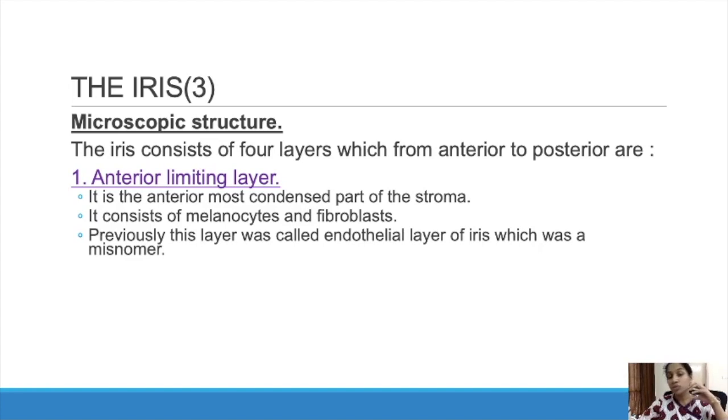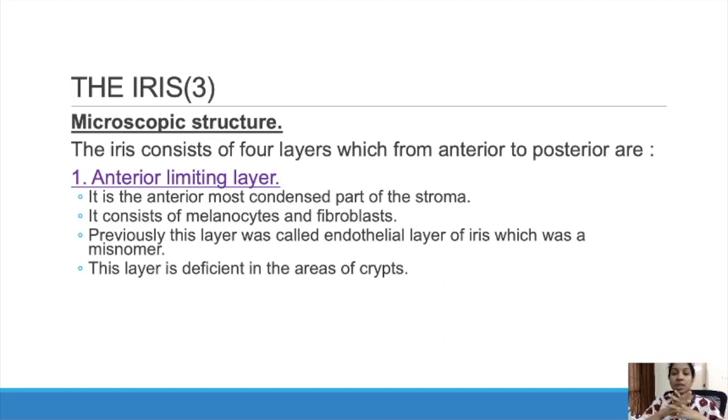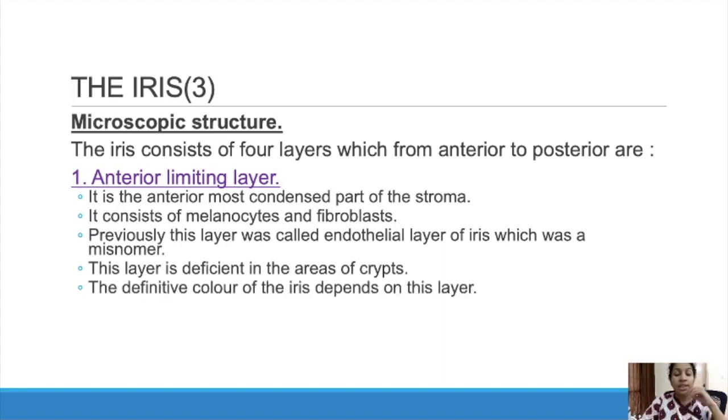Previously, this layer was called the endothelial layer of iris, which was a misnomer, meaning it was incorrect, because there is no endothelium. So now they changed it to anterior limiting layer, and this layer is deficient in areas of crypts. In the crypts we told, right, the superficial layer will be absent. The definitive color of the iris depends on this layer. Some people will have blue iris, some brown, black, like that. That all depends on this layer.